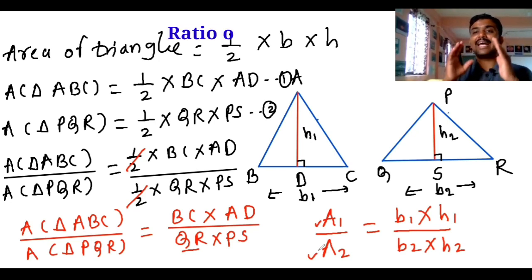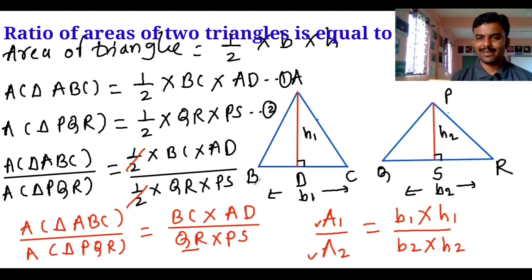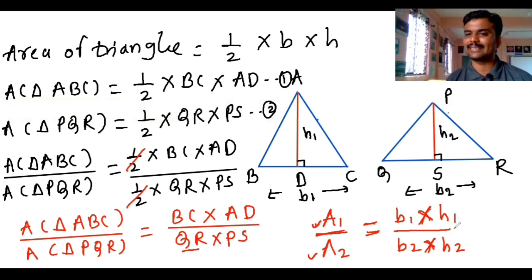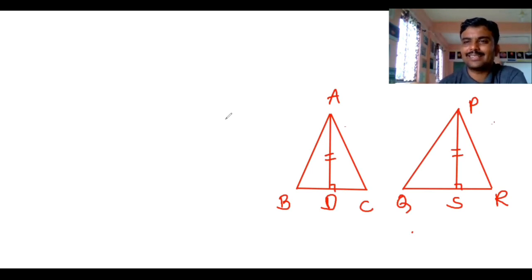The ratio of areas of two triangles is equal to the ratio of the product of their bases and corresponding heights. Here, student, let's start the second property. Observe the figure. Here the base is BC and the height is AD. Look here in the second figure, the base is QR and the height is PS. But the heights are equal.